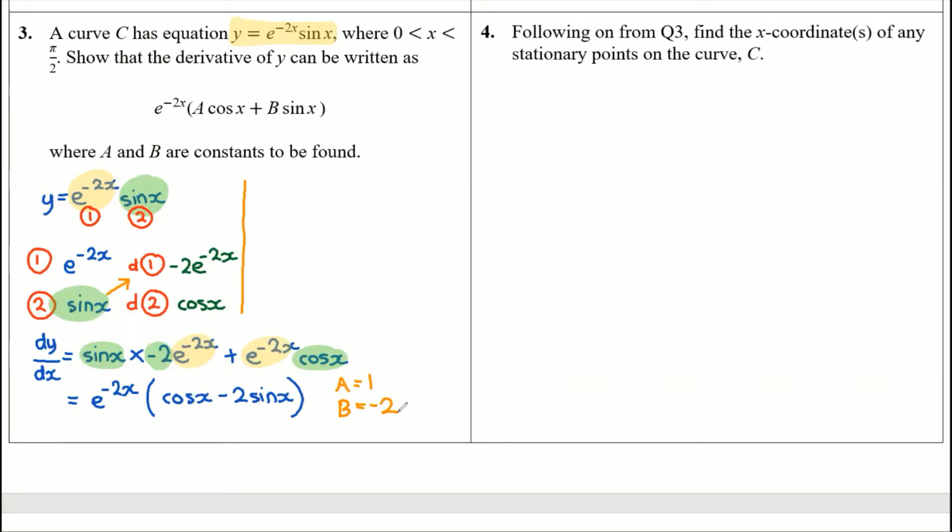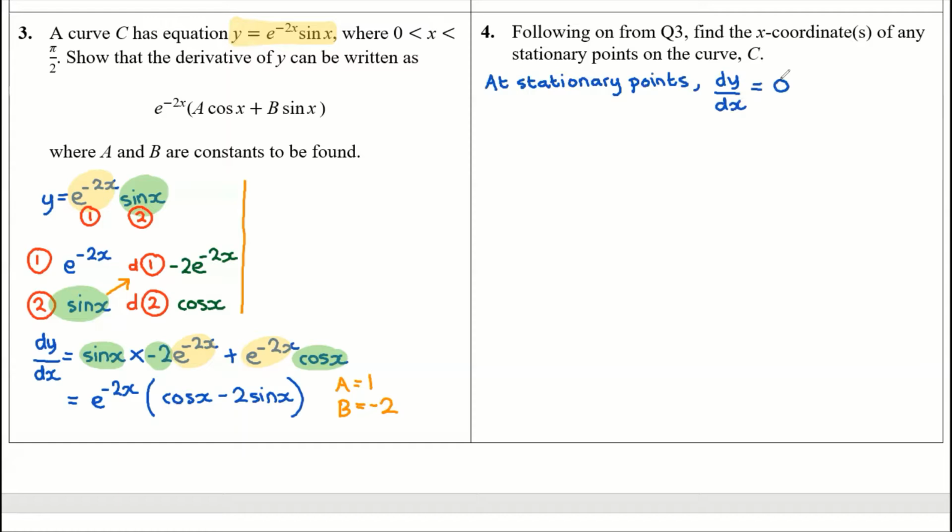Now for question 4, it says, following on from this, find the x coordinates of any stationary points on the curve. Okay, so stationary points. Let's state what a stationary point is. At stationary points, this is revision from last year, what happens? Well, something important happens, doesn't it? We know that dy by dx must equal 0.